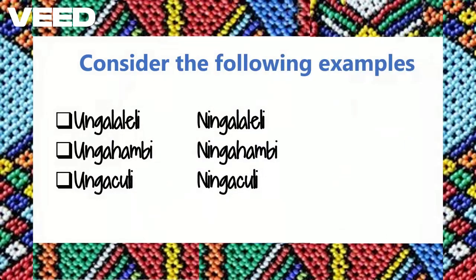If you want to use the different form, which is musa, for ungalaleli, you can say musa ugulalela. Then for plural, you would say musani ugulalela. Do not go, musa uguhamba. You all do not go, musani uguhamba. Ungaculi, musa ugucula. Ningaculi, musani ugucula. So whichever form you choose, still the same thing. It's basically on which form you're comfortable with.